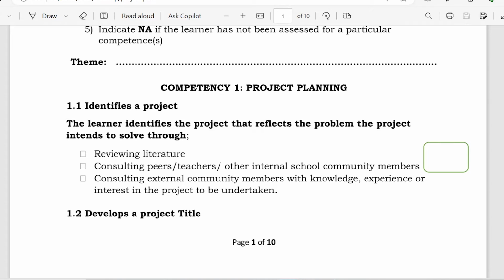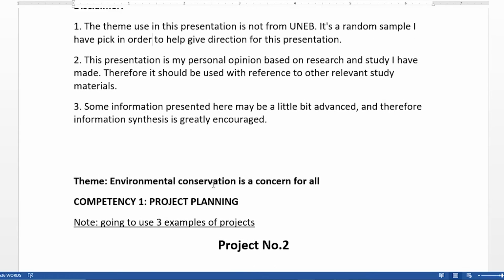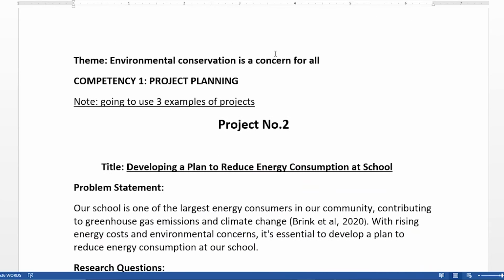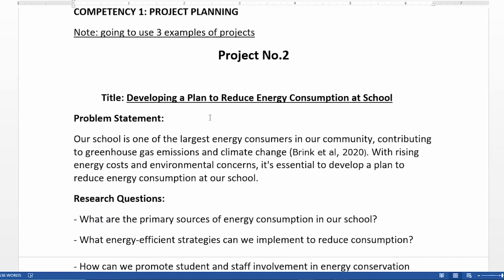So under that, this is how my sample will be. The theme I'm using is environmental conservation is a concern for all, and the competency is project planning, and I'm working on 3 sample projects. I already made a video for one, so if you missed it, you can check the previous videos. So this is the second video, and it is project sample 2.